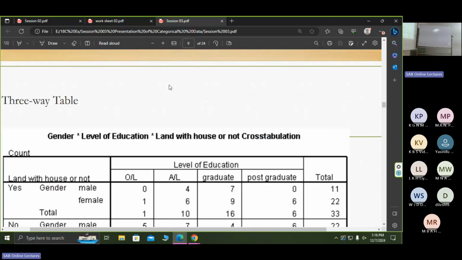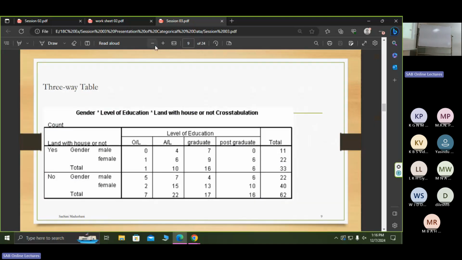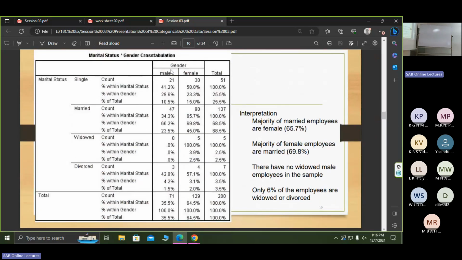Then these are not complete and only frequency values are there. Then we move into the complete frequency table. This is also the cross tabulation contingency table. Why? This one consists of two variables, gender and the marital status. Then this table also has the percentage values inside.